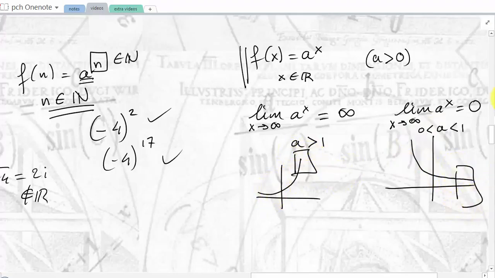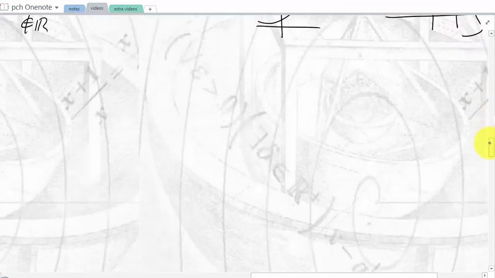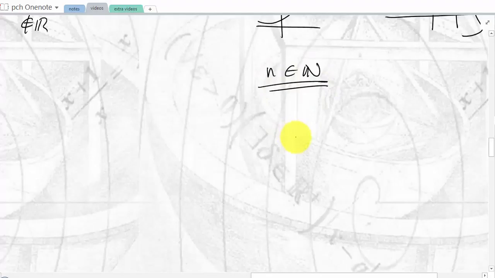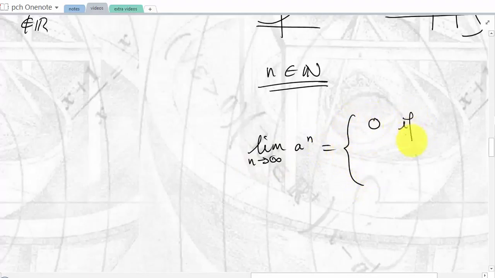All right. Now, because n is a natural number, we can extend this result, and actually it extends to something a little bit more general. We have that the limit of a to the n as n approaches infinity is, so what is it? It is 0 if, now, a is smaller than 1.